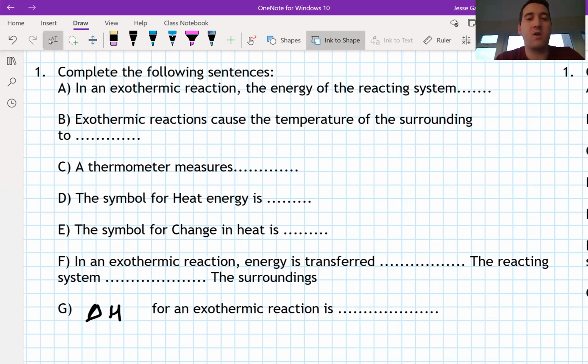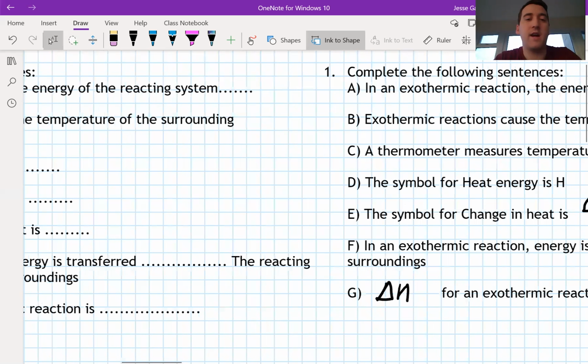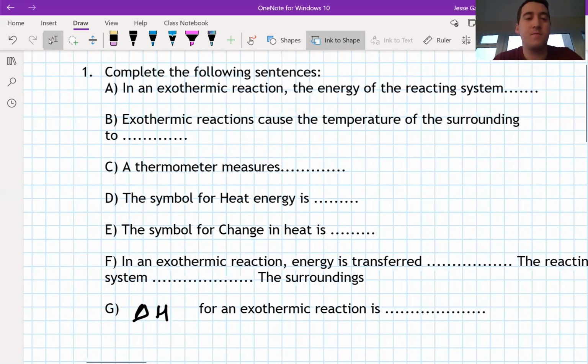Okay, so in an exothermic reaction, the energy of the reacting system. The system is the actual reacting chemicals. What happens to it? If you weren't sure what that was getting at, we're talking about, does it go up or down? So we're going to use the word increases or decreases there. If you weren't able to do that the first time, maybe pause the video and decide now. In an exothermic reaction, the energy of the reactant system decreases. Okay, so it goes down.